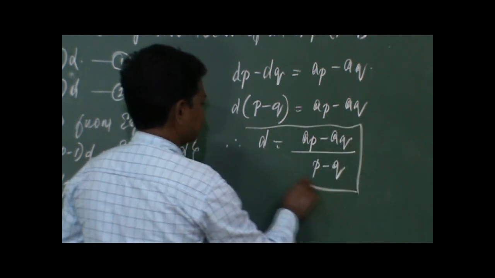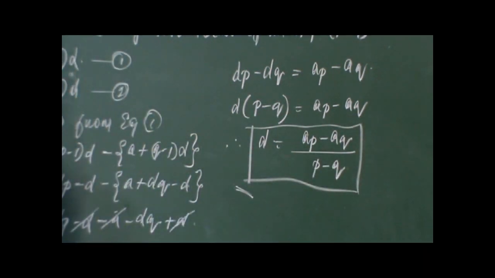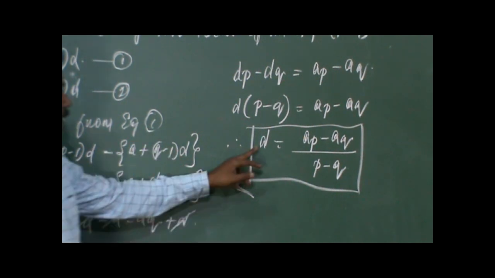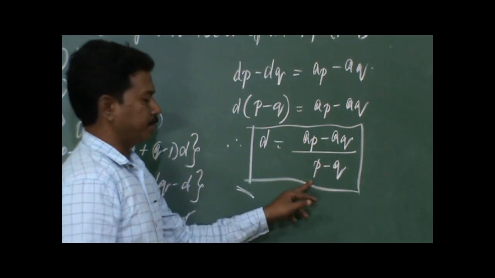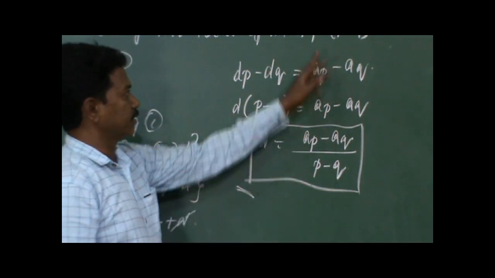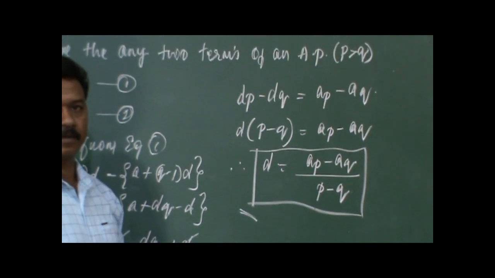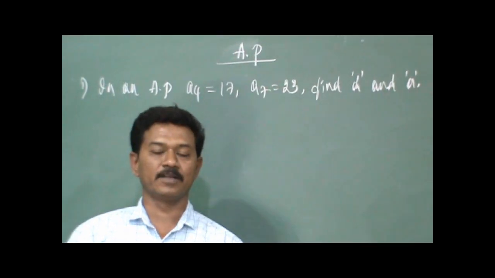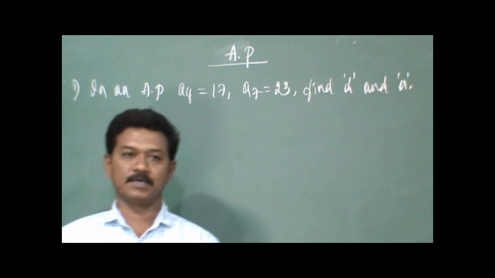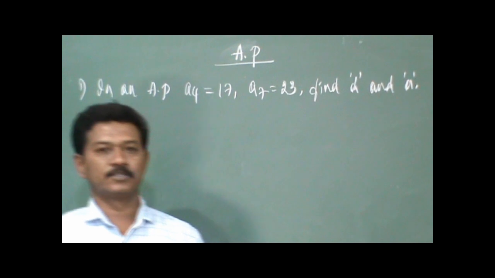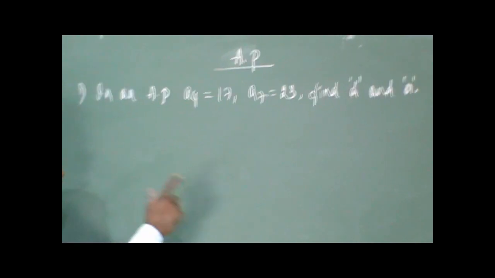So this is the formula to find the common difference of an AP when two different terms are given which are not consecutive. You have to remember this formula: D is equal to (AP minus AQ) by (P minus Q), where the condition applies that P is greater than Q. So we have a formula with us now which is used to find the common difference when two different terms of an AP are given. We will apply that in this problem.